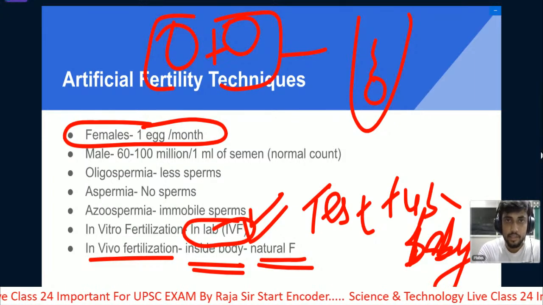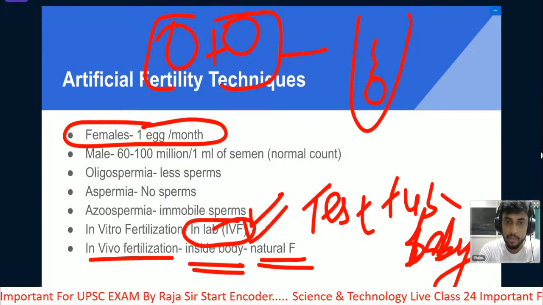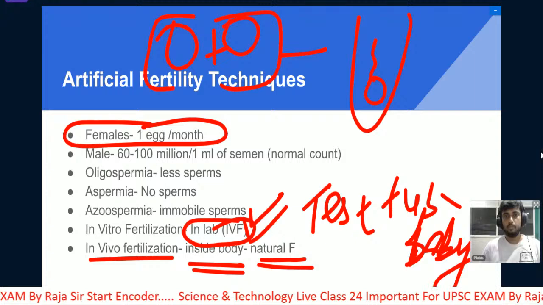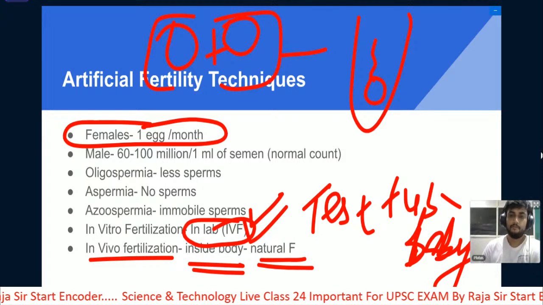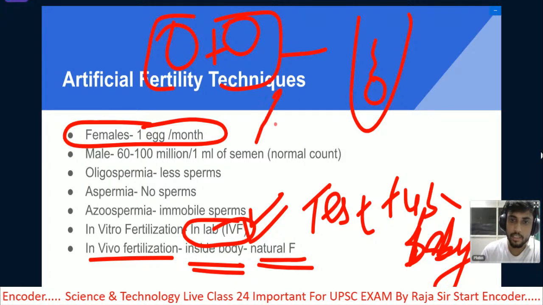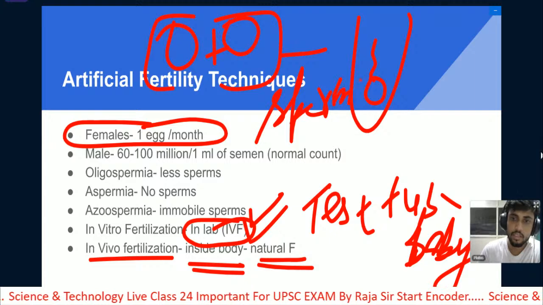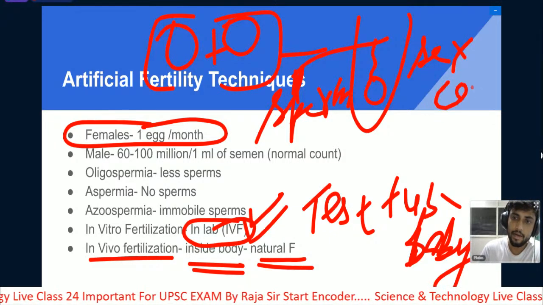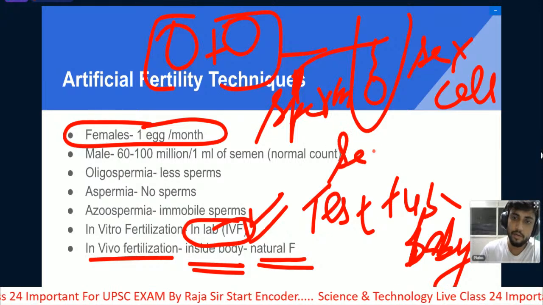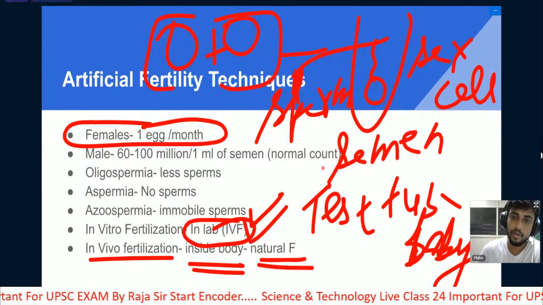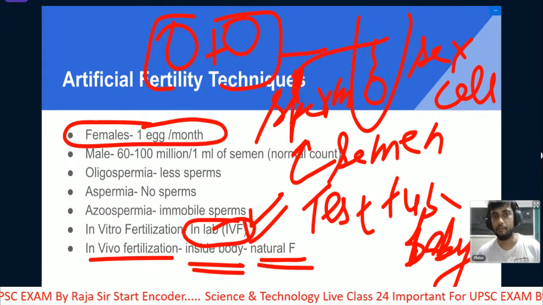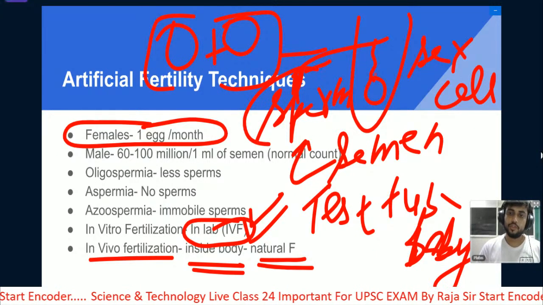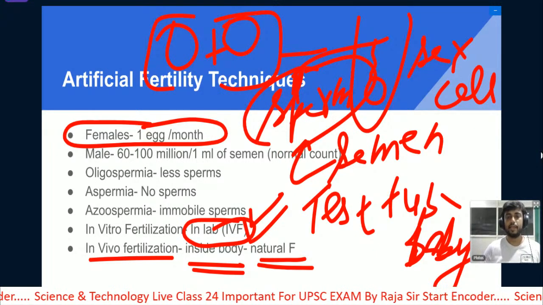But the females produce one egg per month, and the males are producing 60 to 100 million sperms per ml of the semen. So what is the difference between sperm and semen? Sperm is the sex cell, and semen is the fluid in which these sperms remain alive. So semen is necessary for the nutrition of the sperms, okay, so that they remain alive.